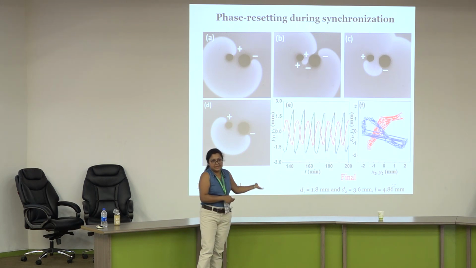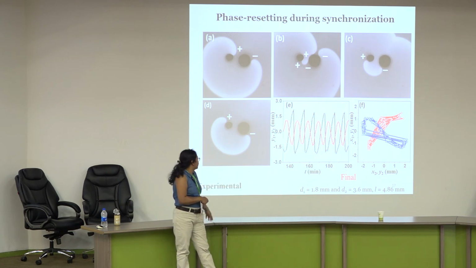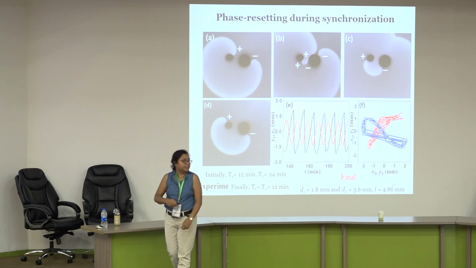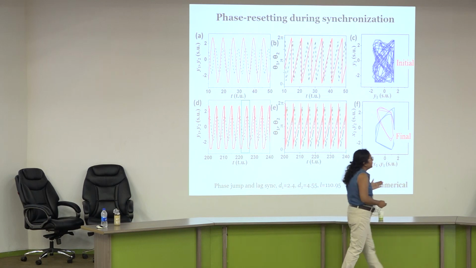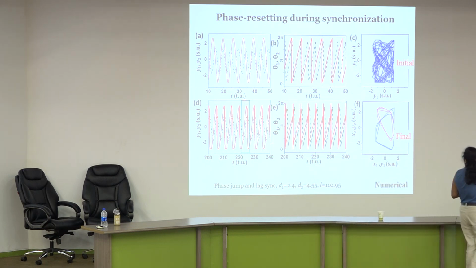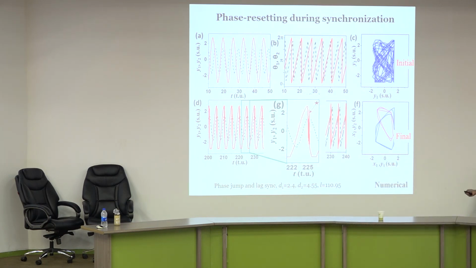Here you can say they are completely anti-phase in the experiment where the obstacles are quite different. The time periods were initially 12 and 24, so almost double. And finally, the time periods have merged at 12 minutes. Going to the numerical simulation of the same phenomenon, you can see that this phase resetting is very much visible here.